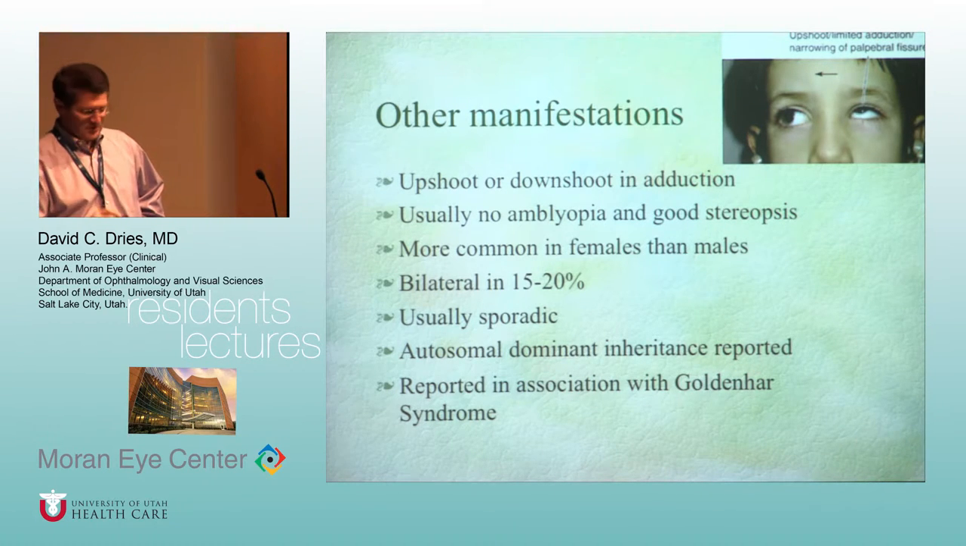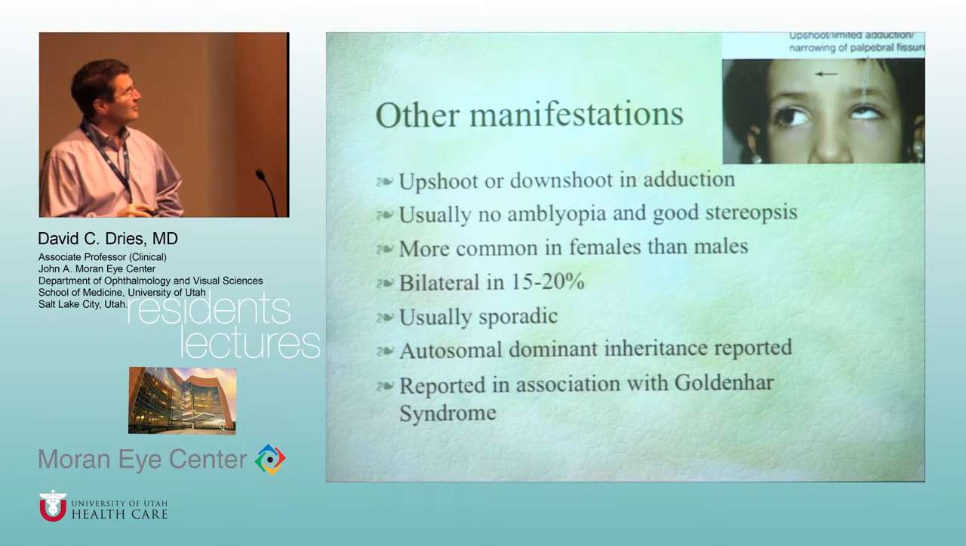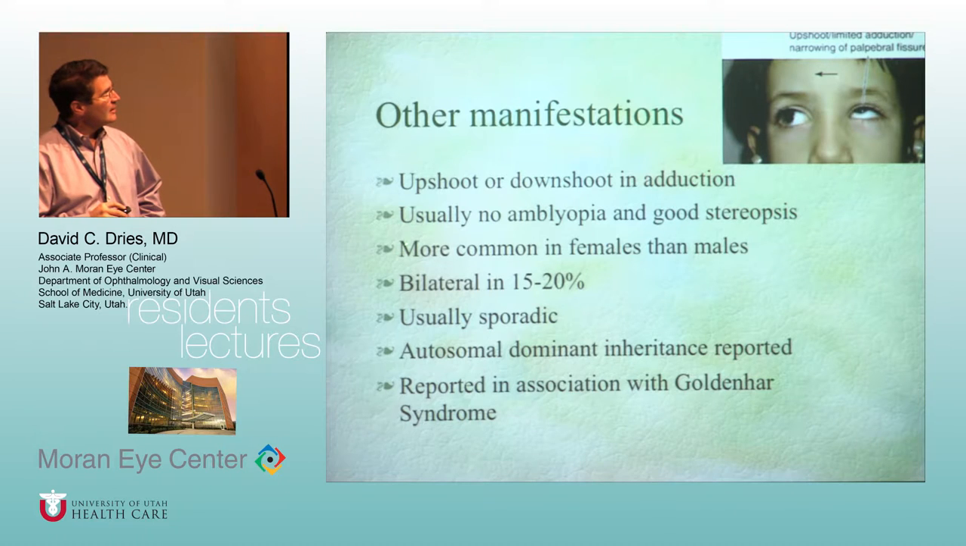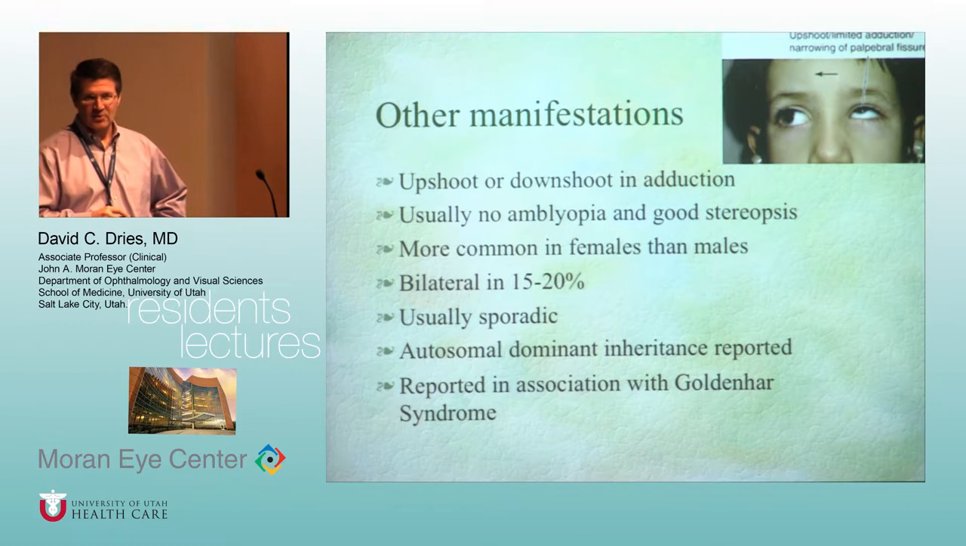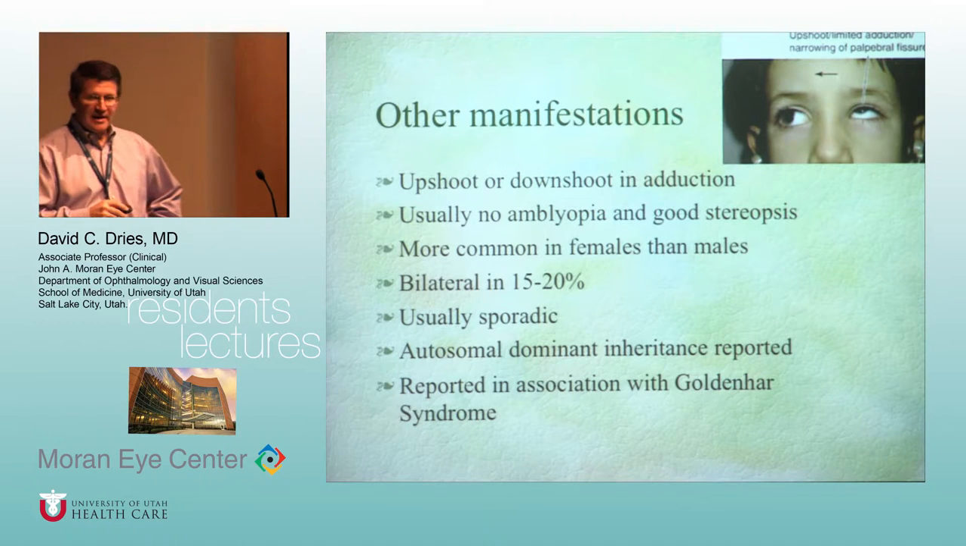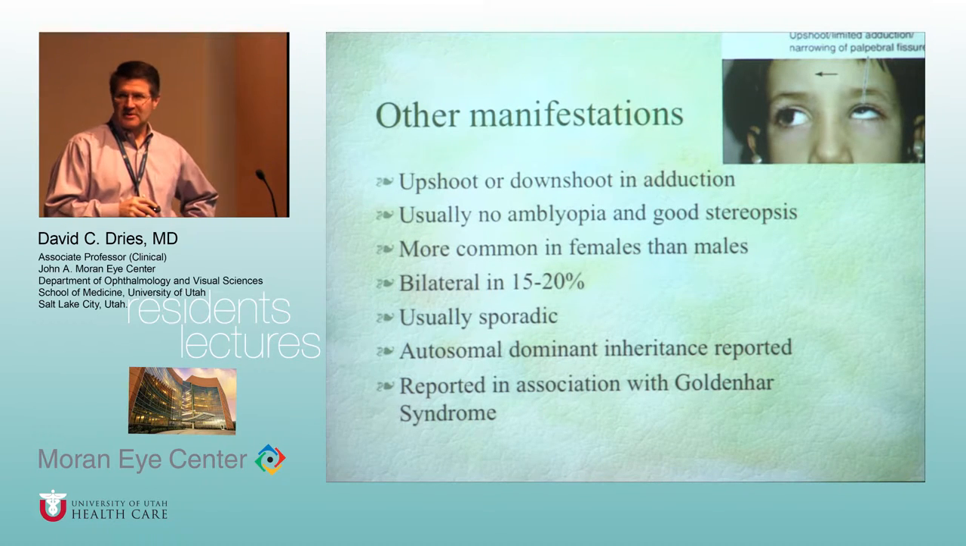A couple other sort of boards things that I don't really care if you know, but you need to know it for boards. More common in females than males, bilateral in about 10-15%. Usually it's sporadic. Autosomal dominant inheritance is reported in those mutations that I showed earlier, in the research papers. It's been reported in association with Goldenhar syndrome, for sure. And usually they don't have amblyopia and they have good stereopsis.